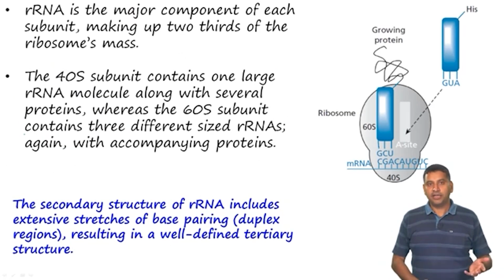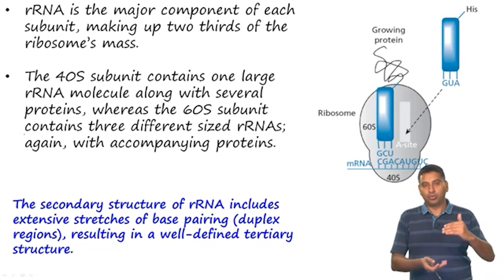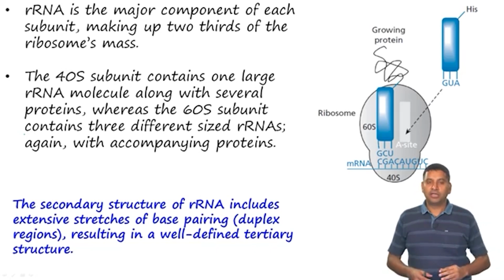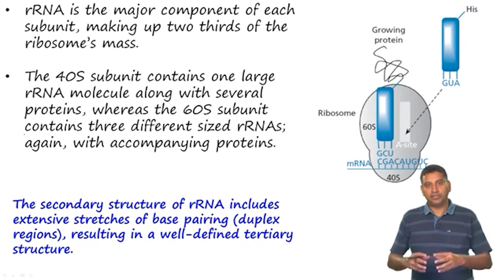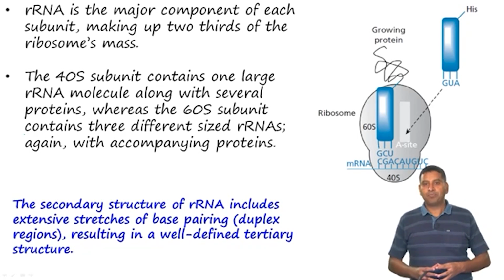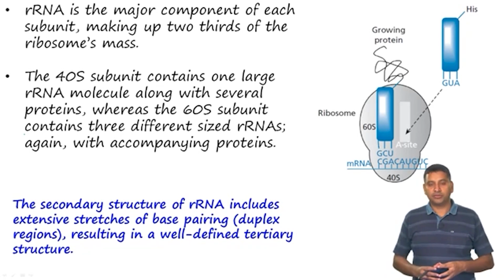So, rRNA is the major component of each subunit, making up 2/3 of the ribosome mass, and there are two subunits. One is called the 40S subunit, which contains one large rRNA molecule, and the other is a 60S subunit, which contains 3 different size RNAs. Of course, there are proteins which accompany this.